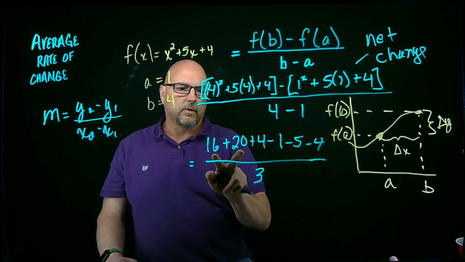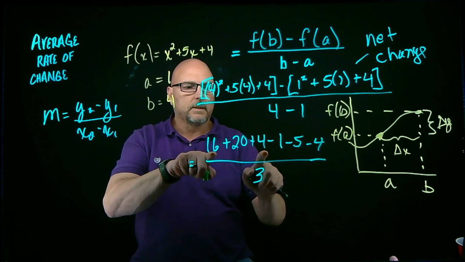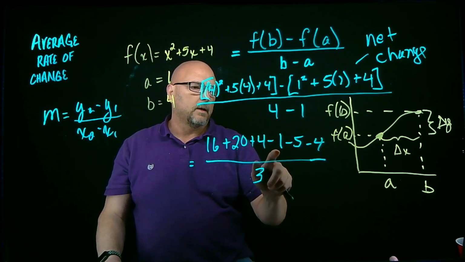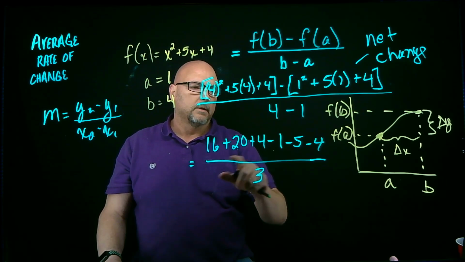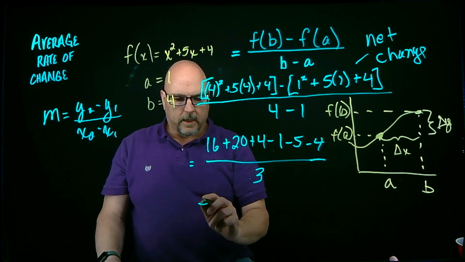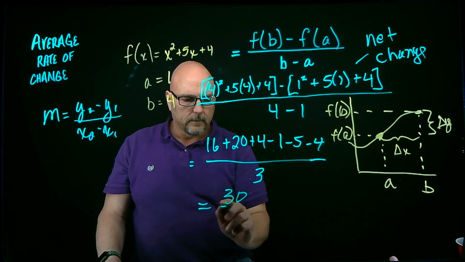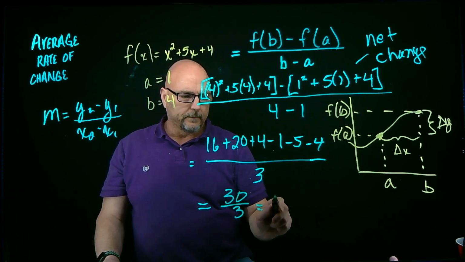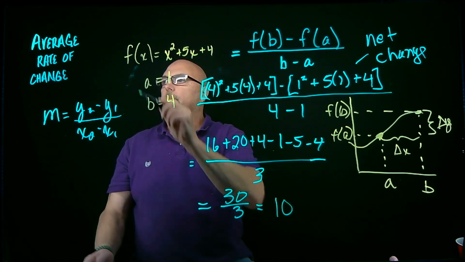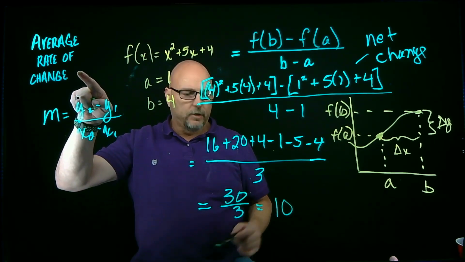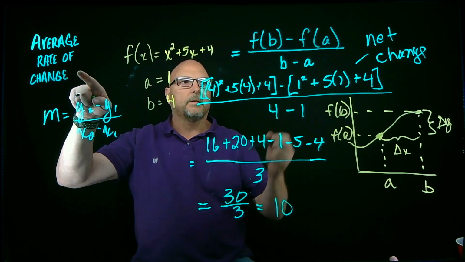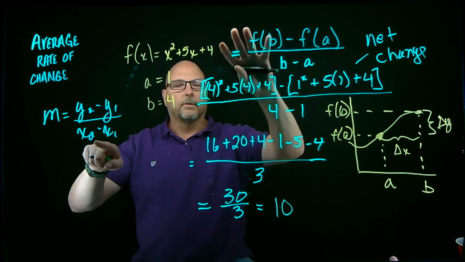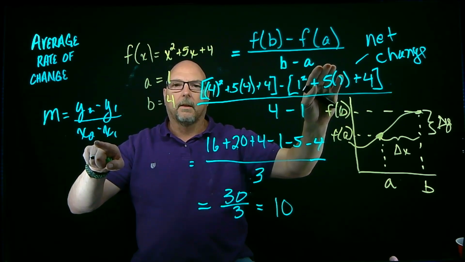So let's see, 16 and 4 is 20, 20 and 20 is 40, and 40 minus 1 minus 5 minus 4. So that's like 40 minus 10, which would give me 30 all over 3. And when we simplify that, 30 all over 3 gives us an average rate of change of 10. So that is just quite simply how we do this. It's just the same thing as this, but it's rewritten a little bit more complicated looking like this.